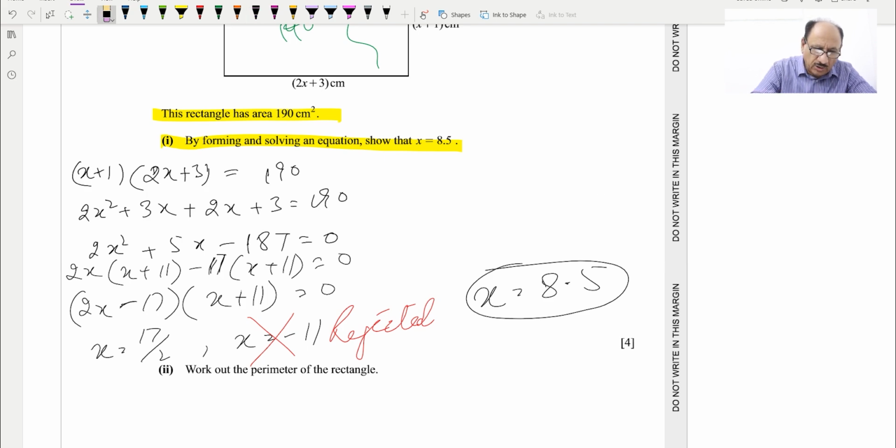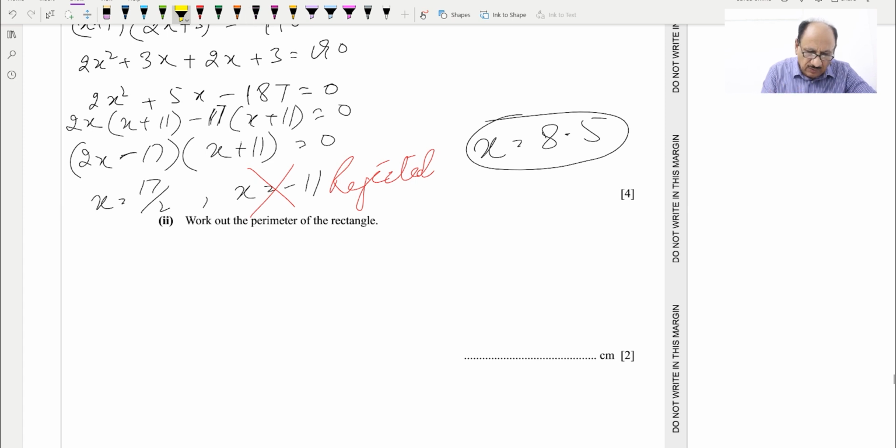This is the rough work which I'm going to erase. Hopefully you understood each and everything. This was a 4-mark question. Then they are saying work out the perimeter of the rectangle.